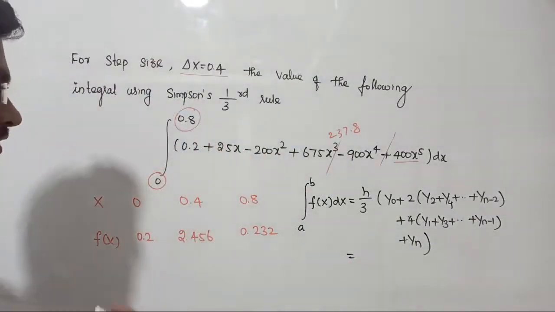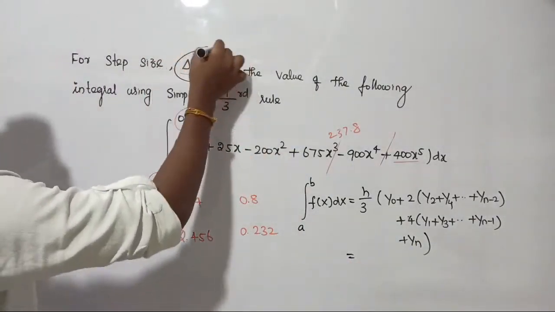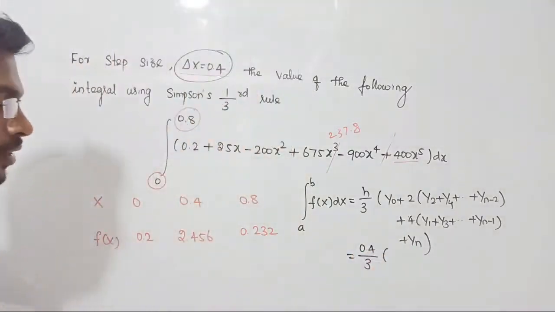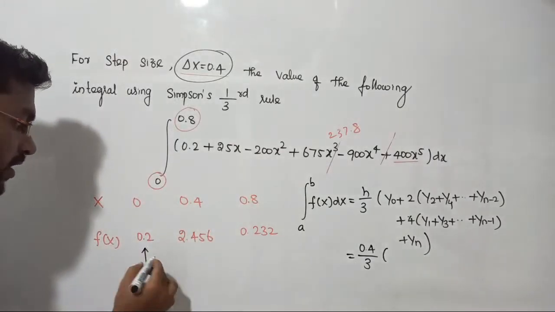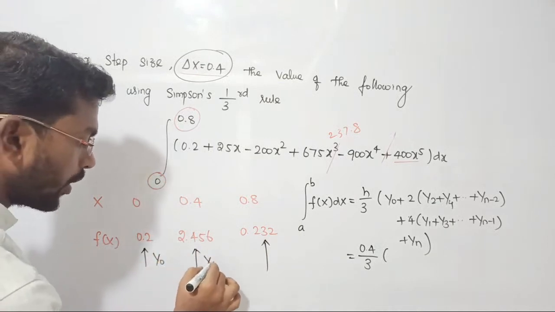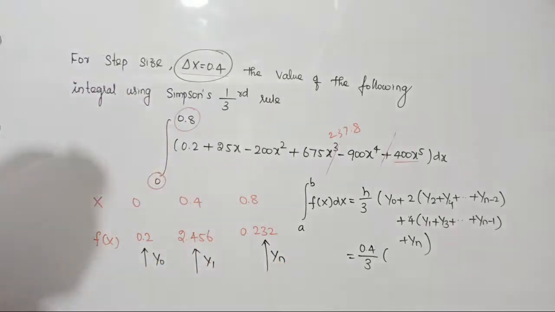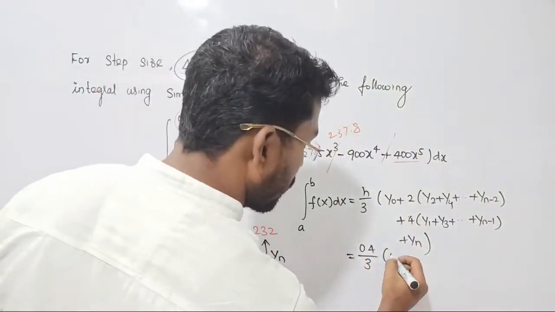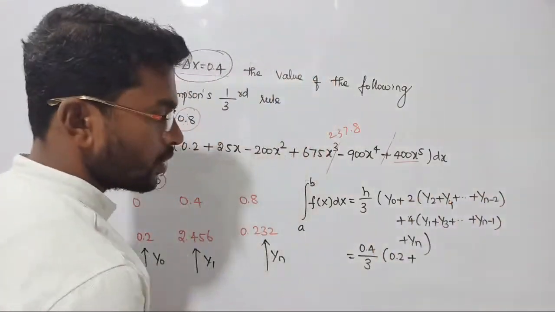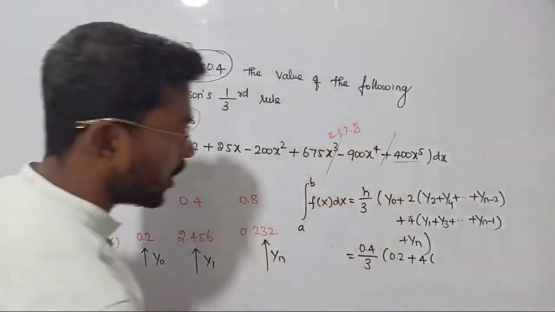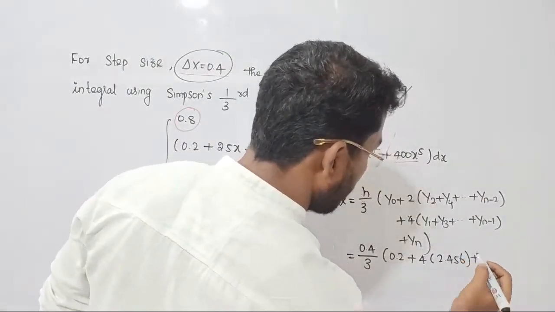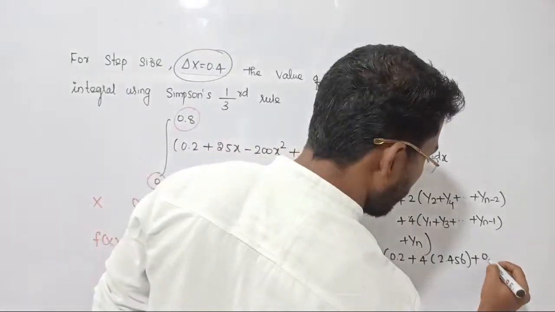What do I have to do? First we have to know the step size. It was given already. Step size is 0.4, right? So 0.4 upon 3. In bracket, which values are available? y0 is there, yn is there, y1 is there. So I have y0, y1, yn. Shall we substitute? Yes. So y0 is how much? 0.2. We all know. Plus, do you have y2, y4? No. This total term is going to be 0. Directly let me write the next one. 4 into y1, I have 2.456. Plus for yn we have 0.232.